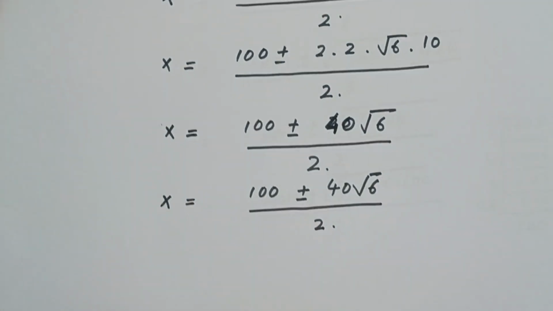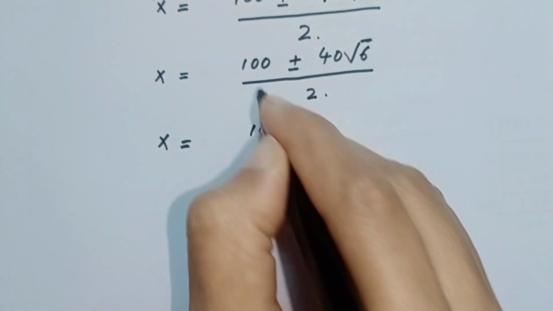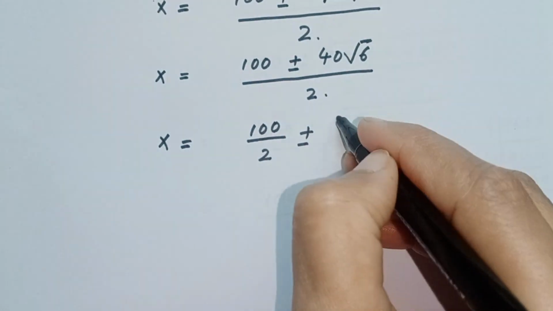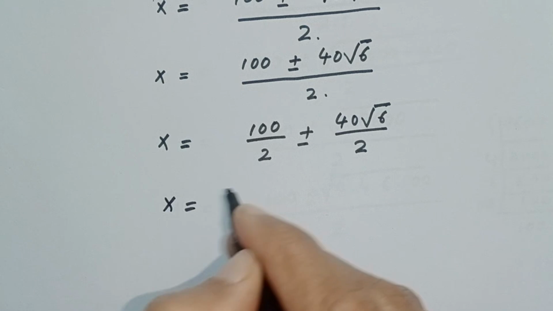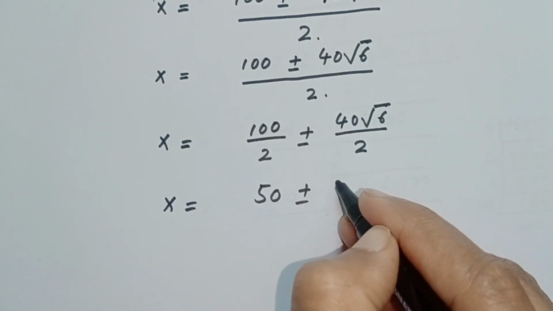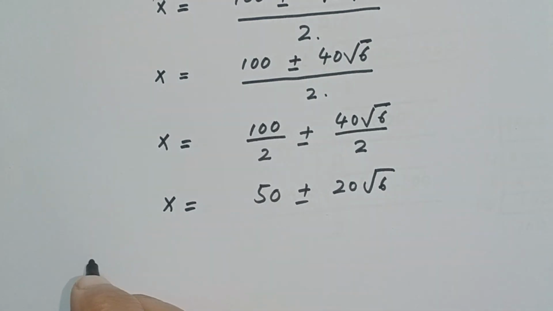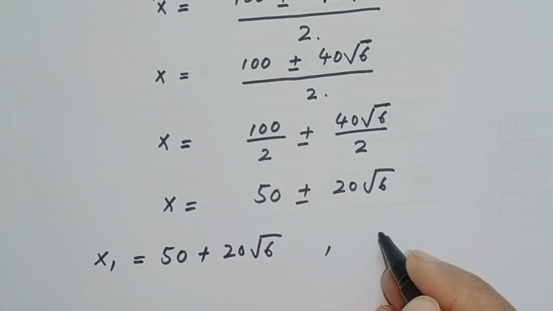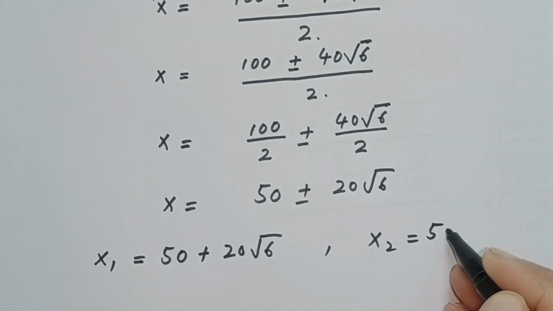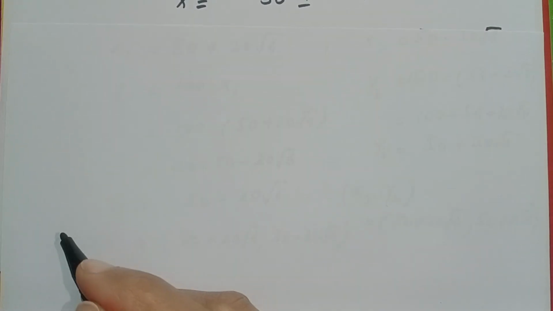Now divide each term, 100 and 40 square root 6, by 2. 100 over 2 plus or minus 40 times square root 6 over 2. So here we will get x is equal to 50 plus or minus 20 square root 6. Divide 40 by 2, it will give 20. x1 here is equal to 50 plus 20 times square root 6, and x2 is equal to 50 minus 20 times square root 6. So we have two values of x, x1 and x2.